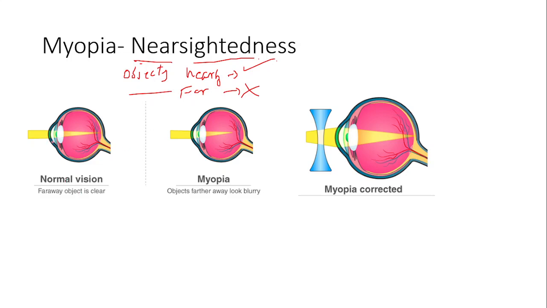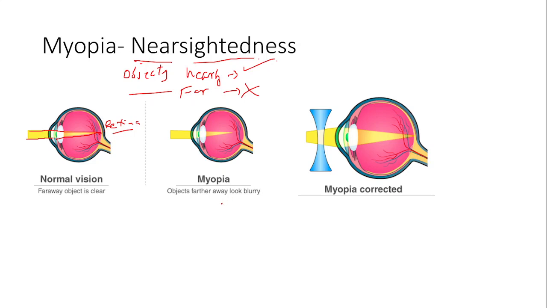See, this is how the eye works. The rays which are coming from far come here. Because this is a convex lens, they get converged and they fall on the retina. Retina is nothing but the screen where the image will be displayed.